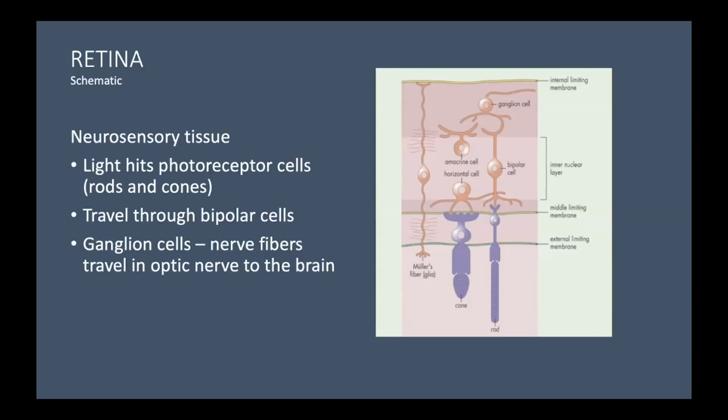Light comes through the vitreous and goes to the outer layers of the retina where the photoreceptors are, the cones and the rods. And the signal is then transmitted to the bipolar cells and then on to the ganglion cells, whose nerve fiber layers pass and travel in the optic nerve to the brain, as seen in this schematic diagram.